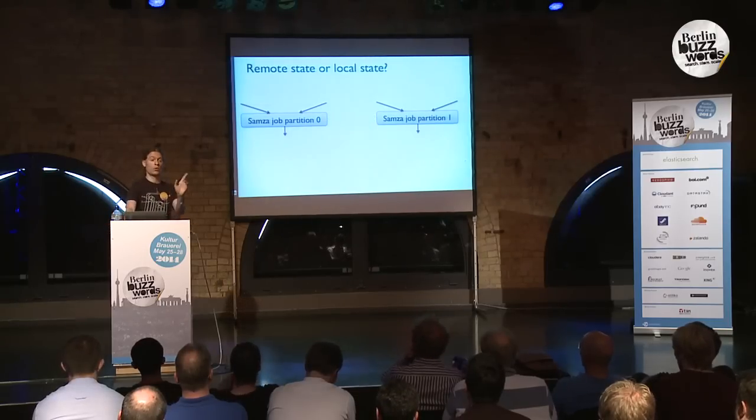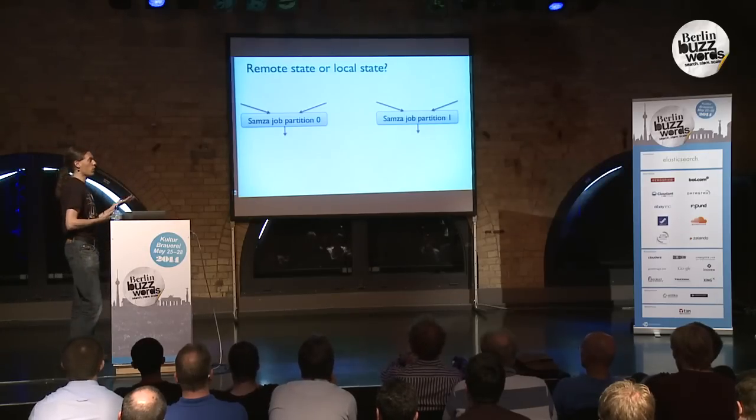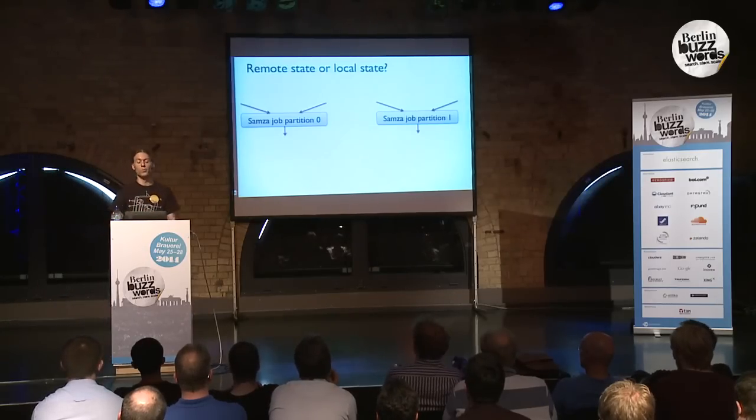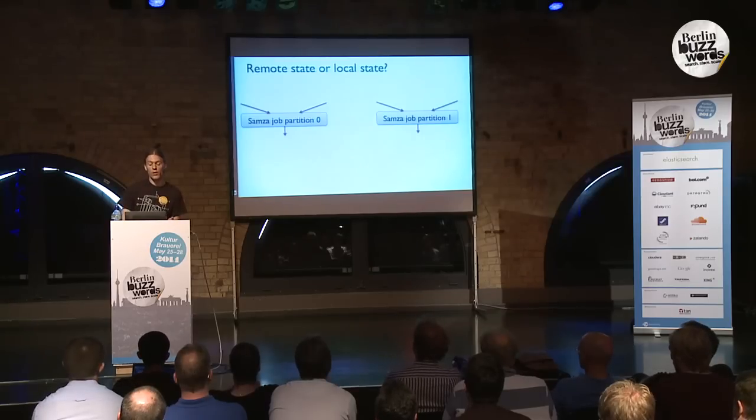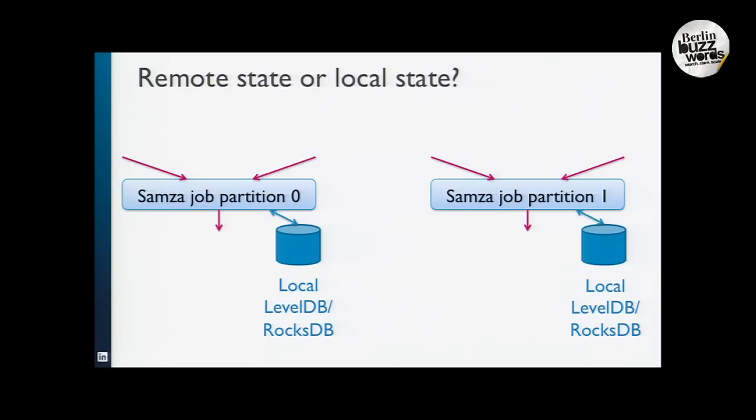So, alternative. This is where Samza is different from some of the other stream processing frameworks you might have seen, like Storm. What we do is actually every stream processor has with it a little key value store, which is right there on the same machine. In fact, it's in the same process. At the moment, we're using LevelDB for that, although we're having a few performance problems, so we're looking into RocksDB, which is Facebook's fork of LevelDB, but the idea is very much the same.